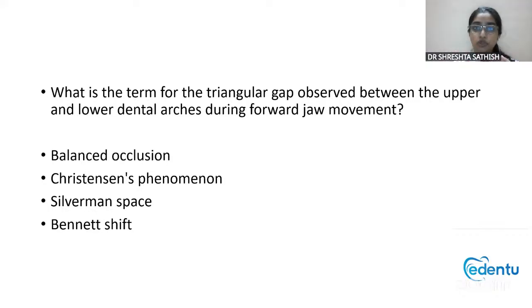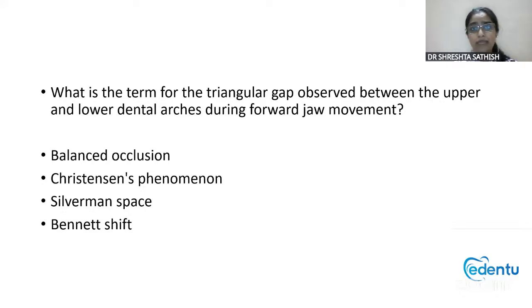So in balanced occlusion, Christensen's phenomenon is completely eliminated. That is why it is called a balanced occlusion. That is, when you bring the denture in front, to the right lateral, left lateral, any position, there is contact in all three areas: right posterior, anterior, and the left posterior. There is contact on all sides. That is the concept of balanced occlusion. So always remember, Christensen's phenomenon is eliminated in balanced occlusion.